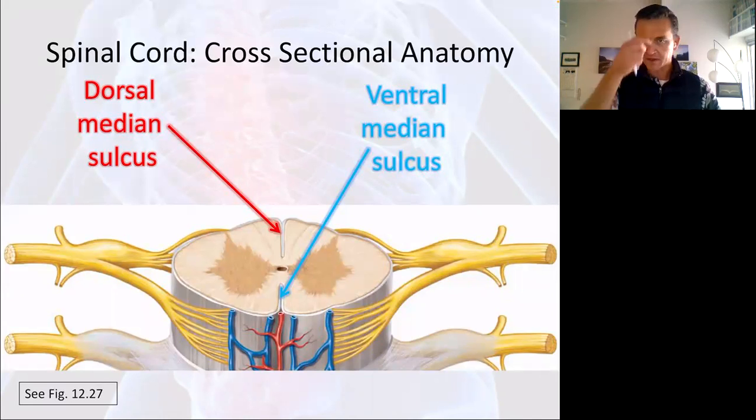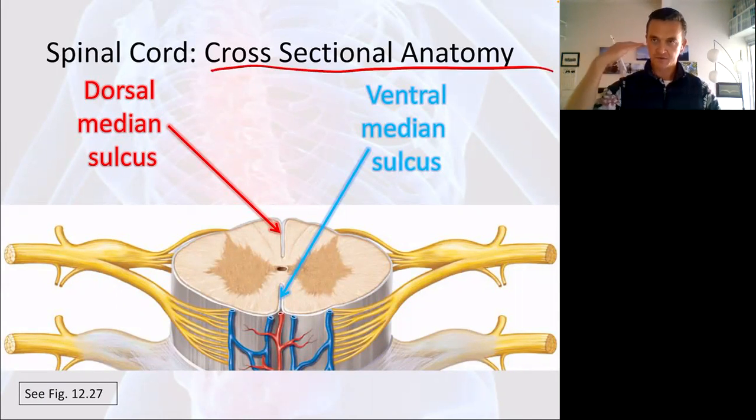So let's look at the spinal cord, the makeup of the spinal cord, what we call the cross-sectional anatomy. If we just slice the spinal cord and then look at it from the top, what do we see? This is what we see. We have these indentations called sulci. So we have the dorsal median sulcus and the ventral median sulcus.